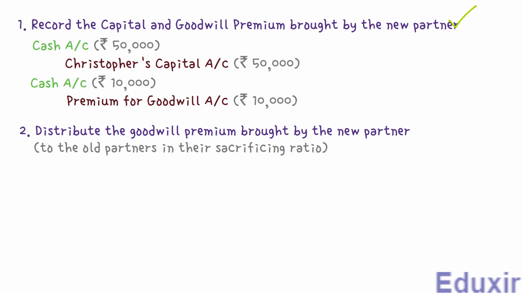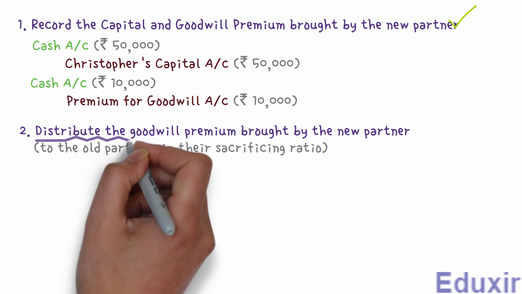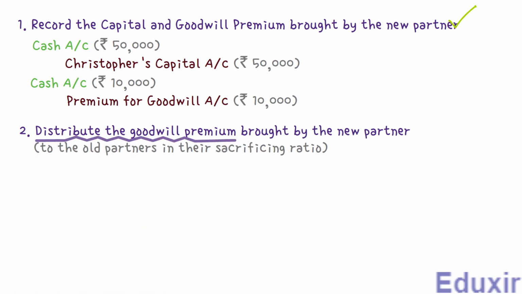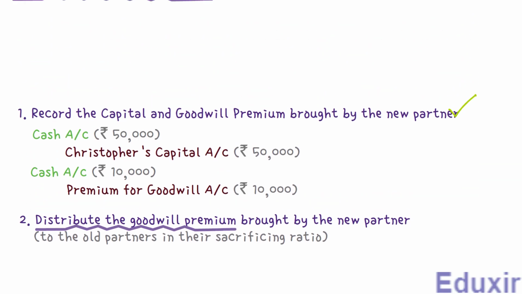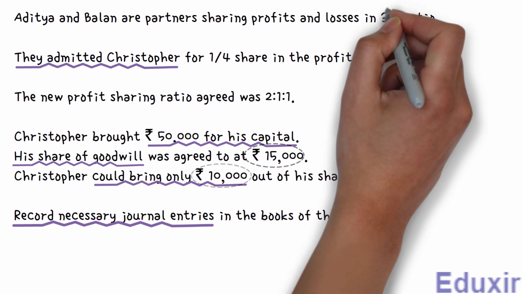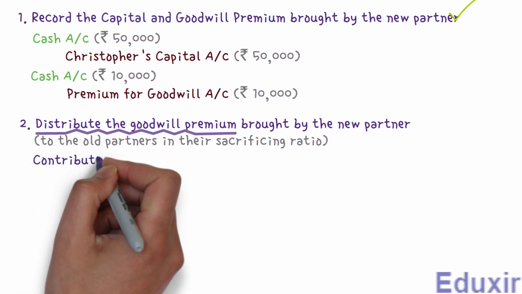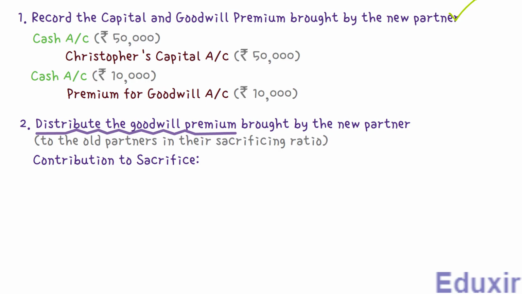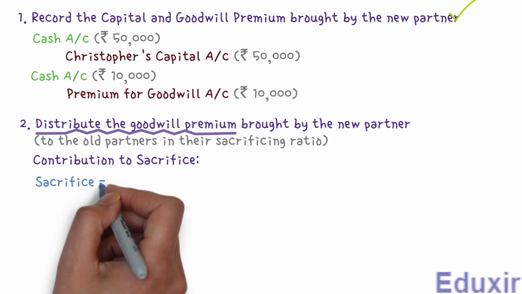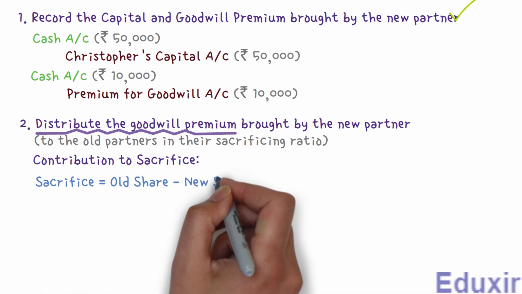As we have already discussed, the next step is to distribute the goodwill premium to the old partners. If we don't know the sacrificing ratio, we distribute the goodwill premium among the old partners in their old profit sharing ratio. But here in this problem, we are given both the old and new profit sharing ratios. From this, we can find the contribution to sacrifice, and from that, we can find the sacrificing ratio. We can calculate the sacrifice using the formula old share value minus new share value.